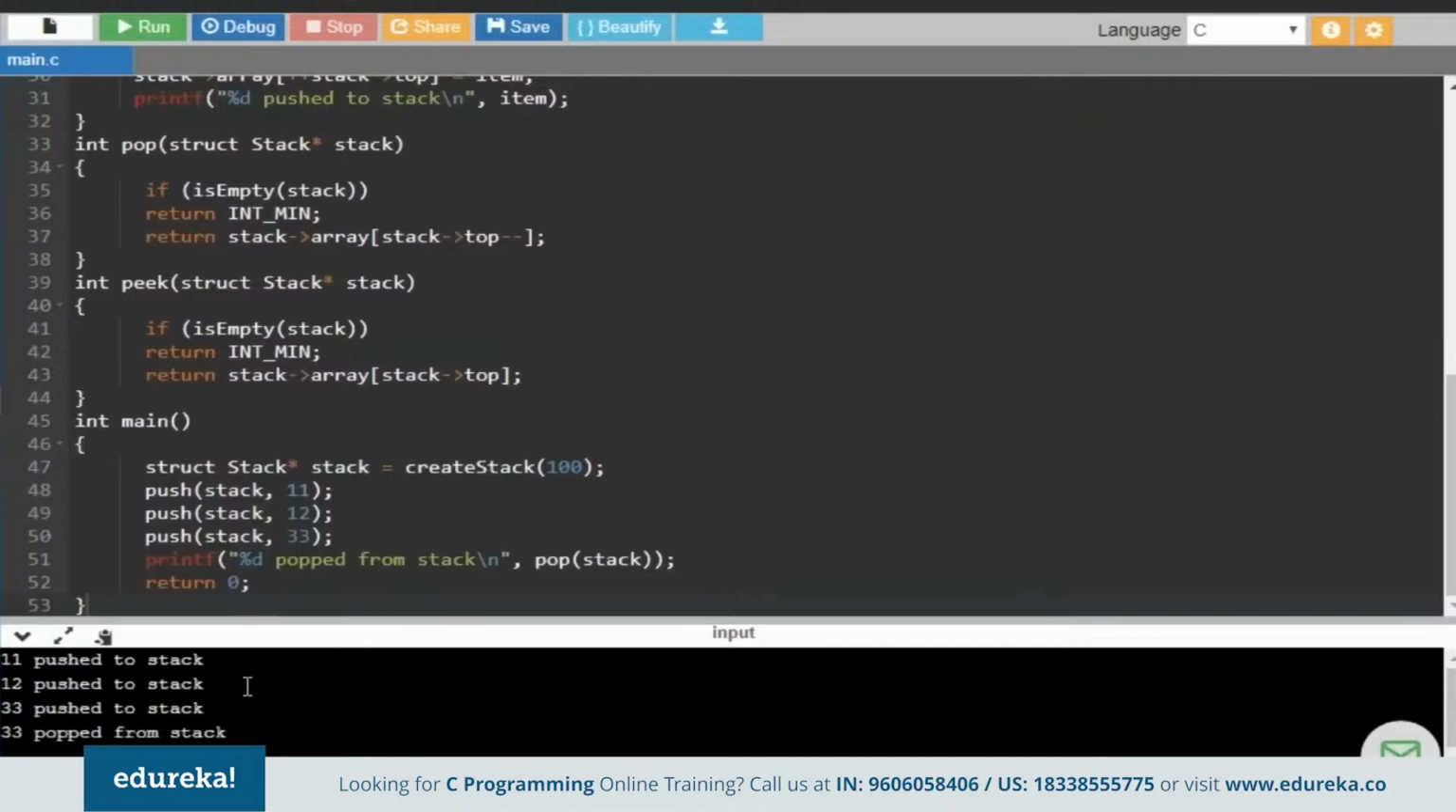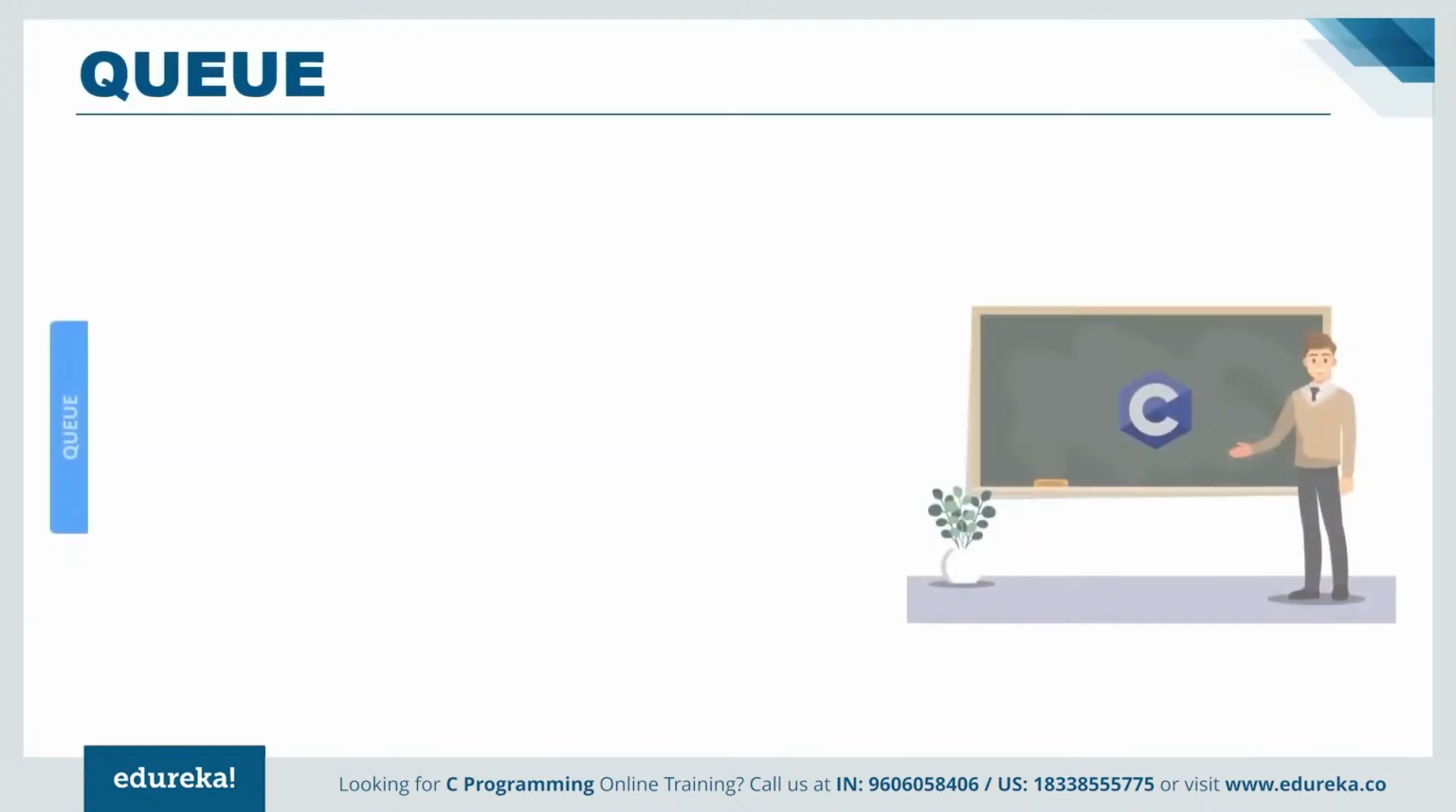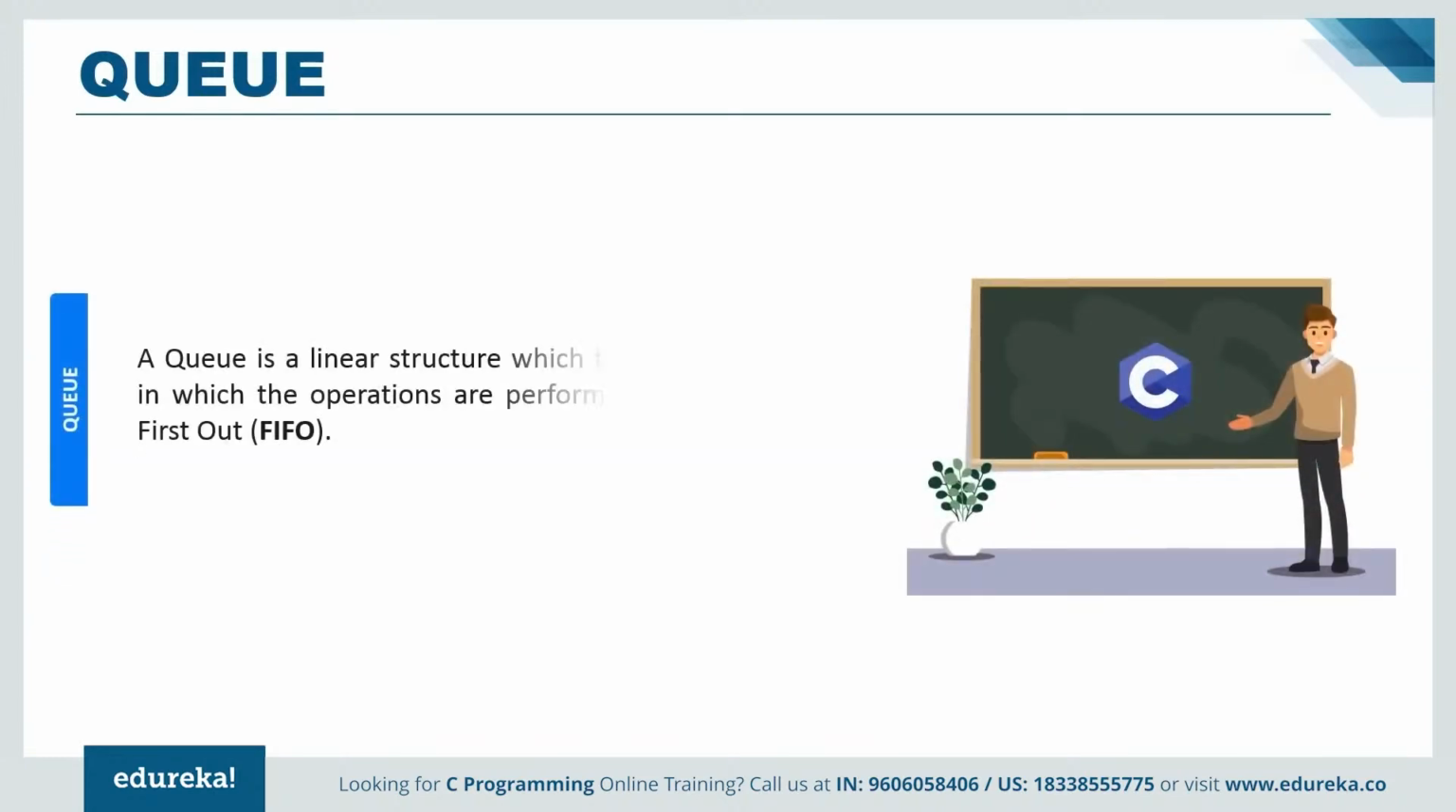As you can see, the program has been successfully executed, and the elements 11, 12 and 33 are pushed, and using the last in first out principle, we have popped the element 33 from the stack. Now let us move on to our next topic, which is queue. Queue is completely similar to stack, but the only difference is it follows FIFO, which is first in, first out.